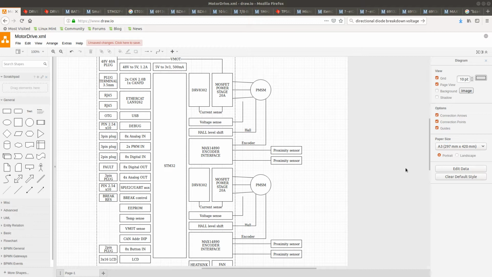Okay, moving on with my motor drive design. I'm going to be going over the remaining boxes in this side of the STM32. So I'm going to start today with adding the CAN interfaces.